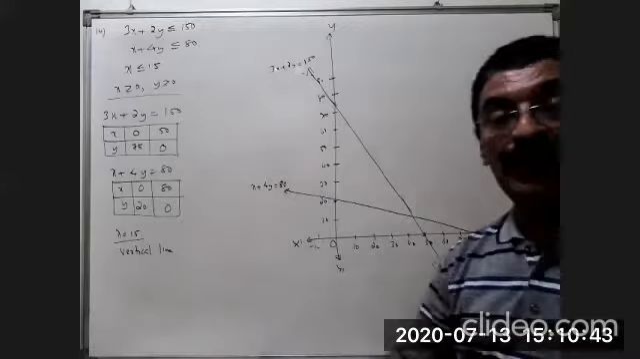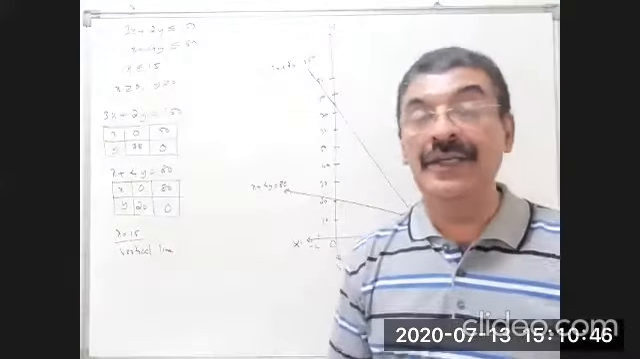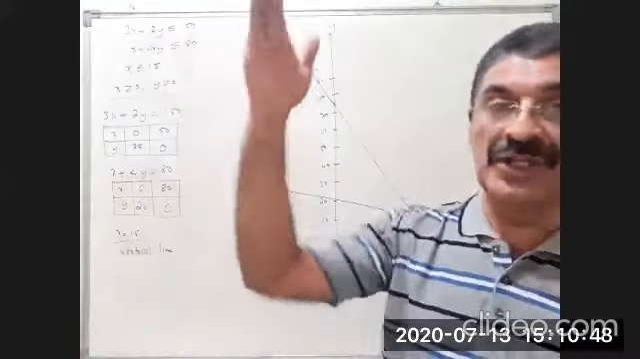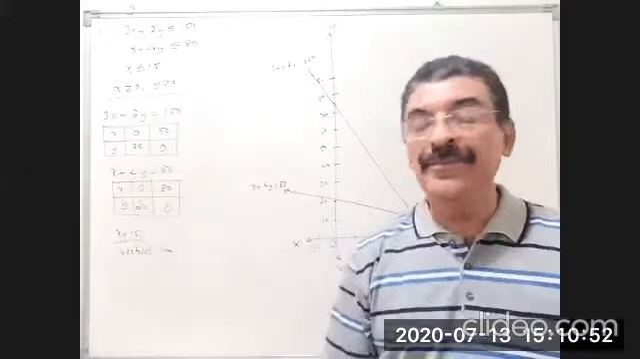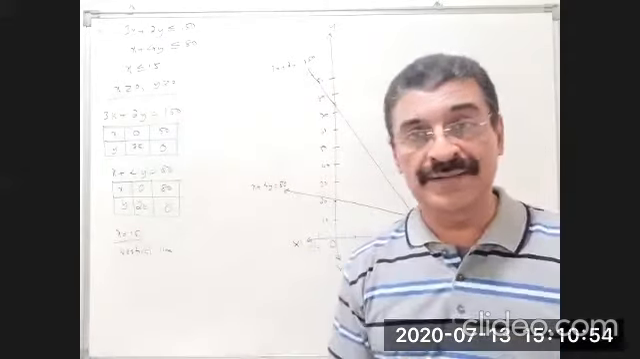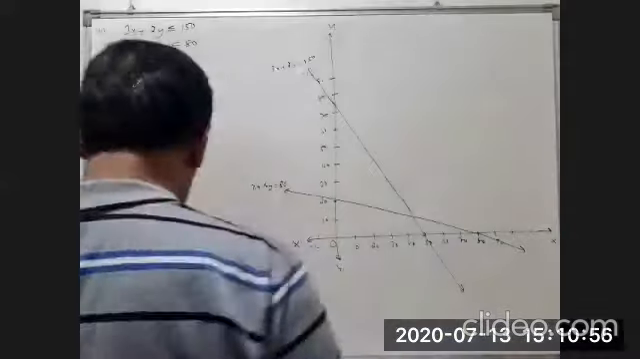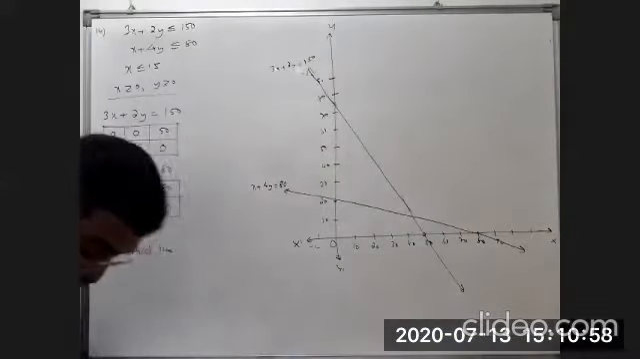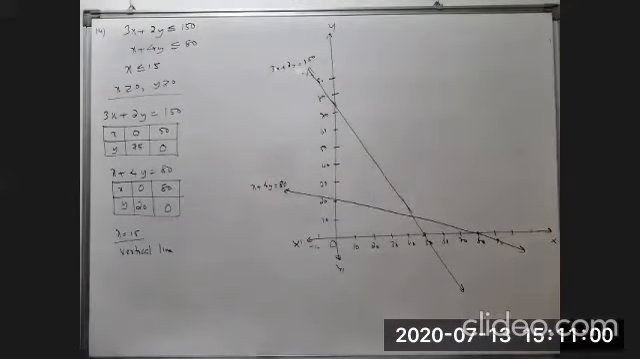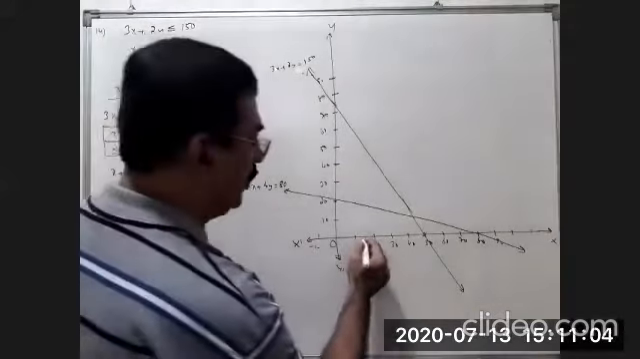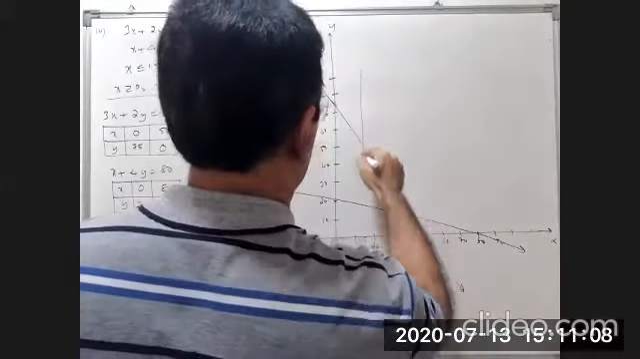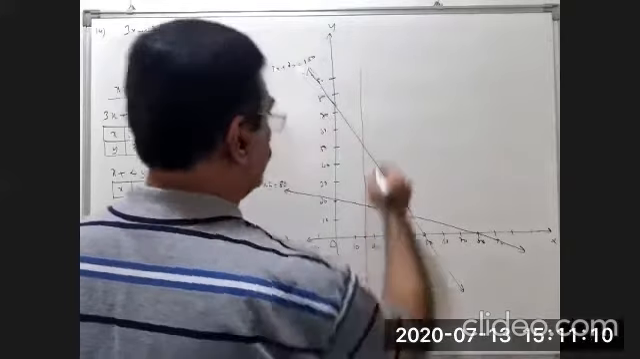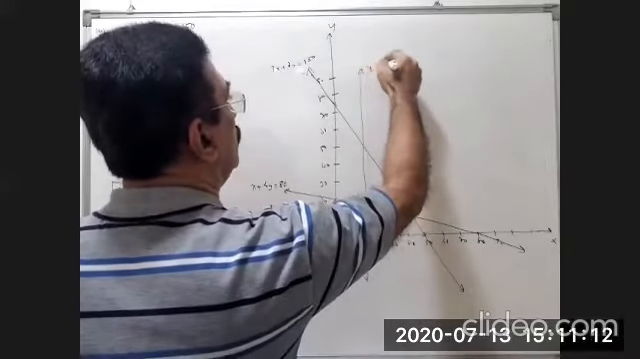x is equal to 15. Remember, an equation only in x is a vertical line. An equation only in y is a horizontal line. So the equation only in x is a vertical line passing through 15. x is equal to 15.